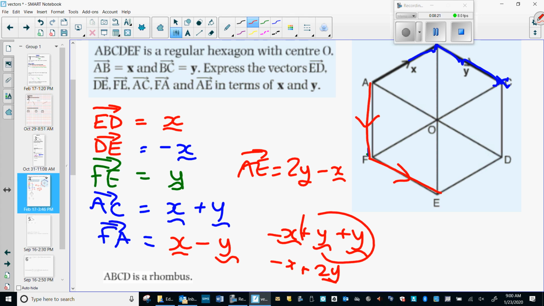How is it negative X? Because we're going the opposite direction of X. No, the second one that you did. Because X goes from here to here, and I followed this path, and so I did the opposite to this, negative X plus Y. Okay. Are we all good?